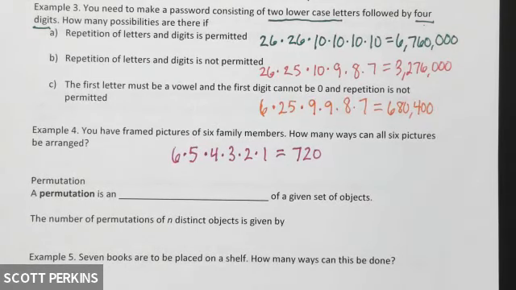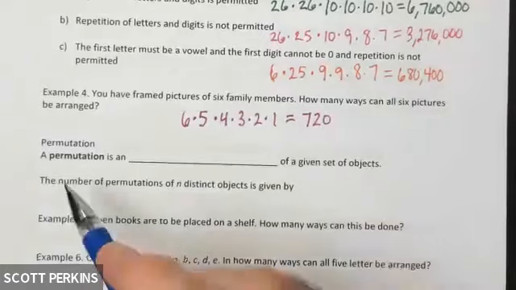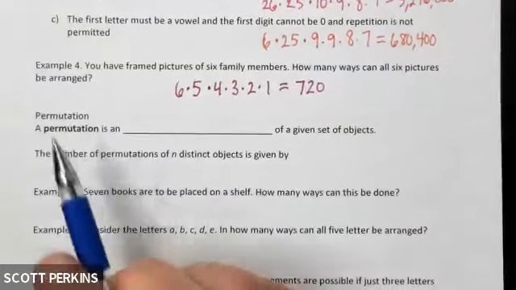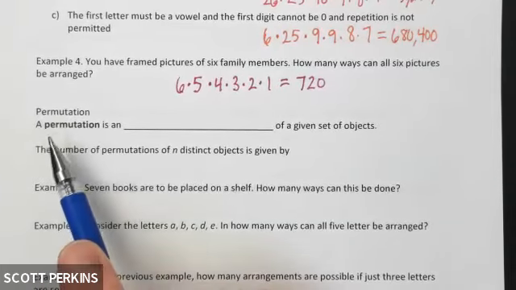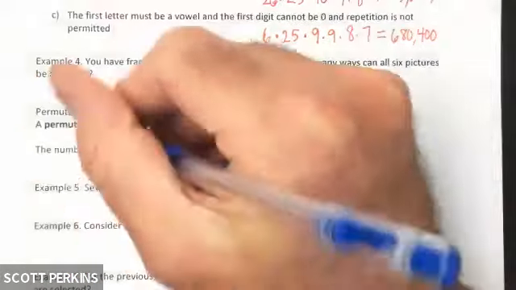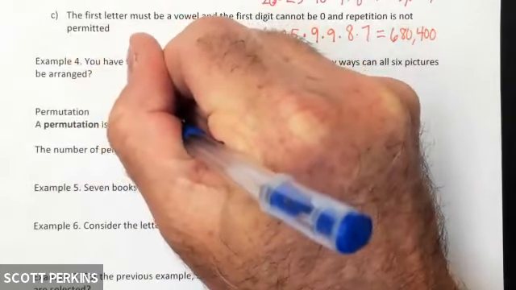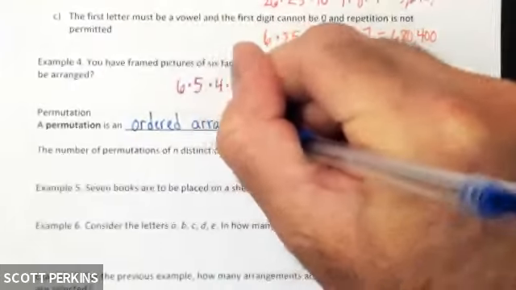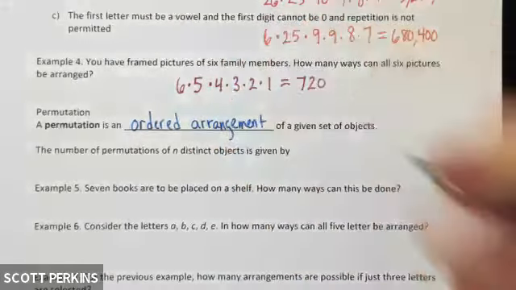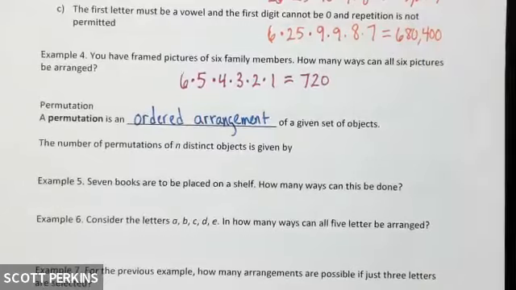Okay, so what we have here, and this is where we're driving the bus today for the counting principle. Okay, last time we used the counting principle and we talked about tree diagrams. This time we're using the counting principle and we've come up with this idea of an ordered arrangement. And that in probability and statistics is called a permutation. A permutation is an ordered arrangement of a given set of objects.